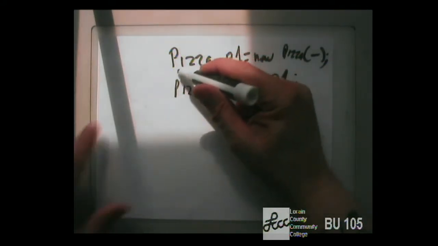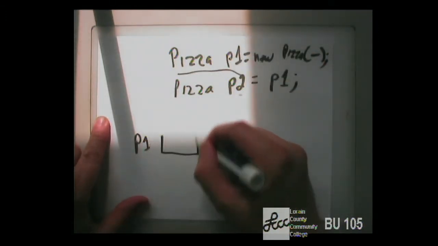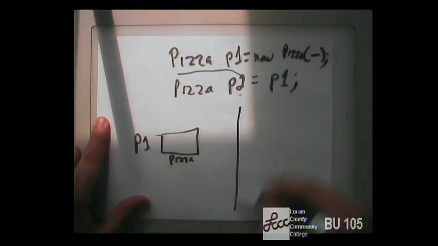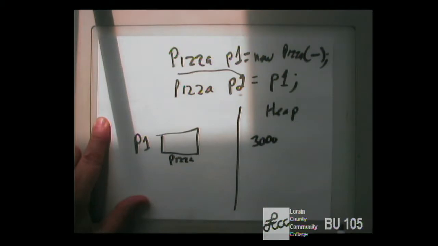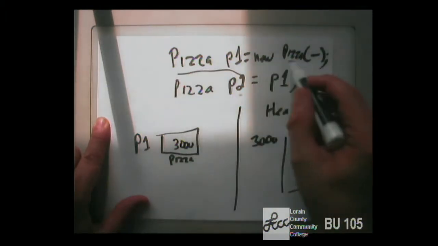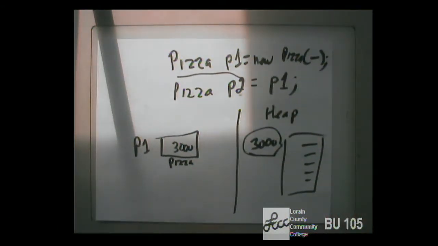Right. So let's review what happened. Let's follow this through to understand. I hit this statement that says create a variable called P1 on the stack that's going to hold pointers to pizzas. And then a new Pizza object on the heap. Put it wherever you can. Let's say memory location 3000. And initialize those variables. So after the statement is done, I have a new object in the heap at memory location, we'll just say 3000. And I set the pointer to that memory location, 3000.